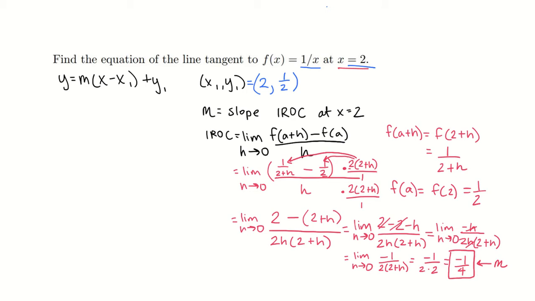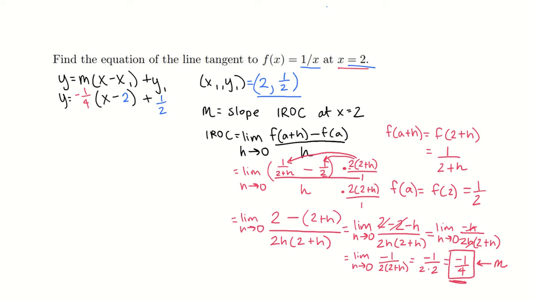Now we take our slope, plug it into this linear formula for m, and we take our point and plug in for x1 and y1. So we have the formula y = negative 1/4 (x - 2) + 1/2.